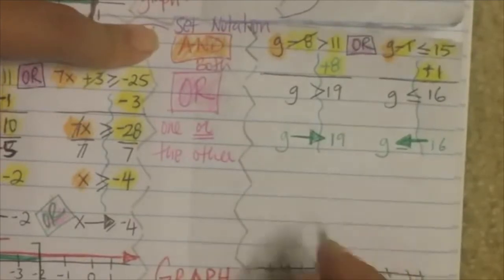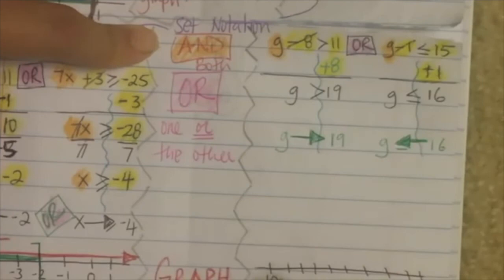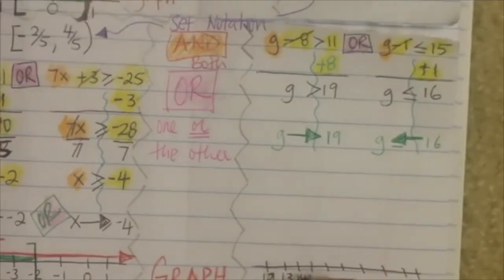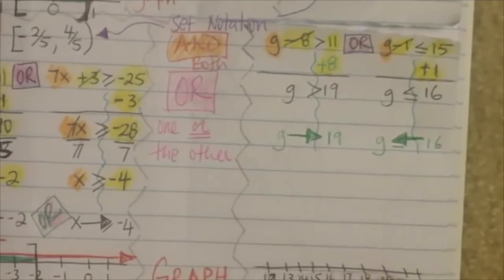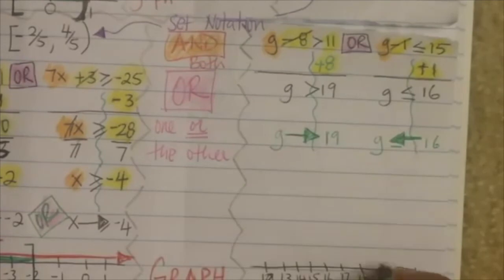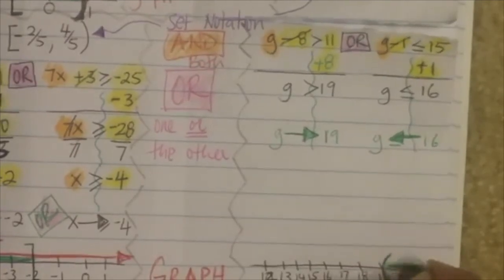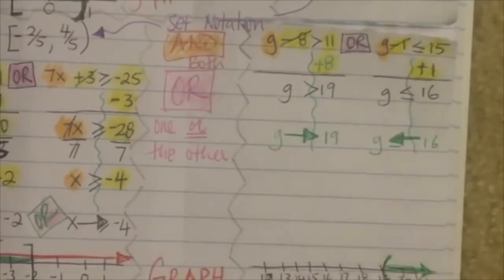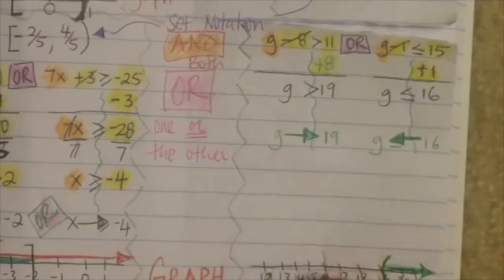starting from 16 to 19. So let's start from 14. I think I start from 10. But anyway, you can start from 14 to 20. Your number line. And then you're going to do an open circle, an open parenthesis, sorry, at 19 to the right. And a closed bracket because of the equal sign from 16 to the left.